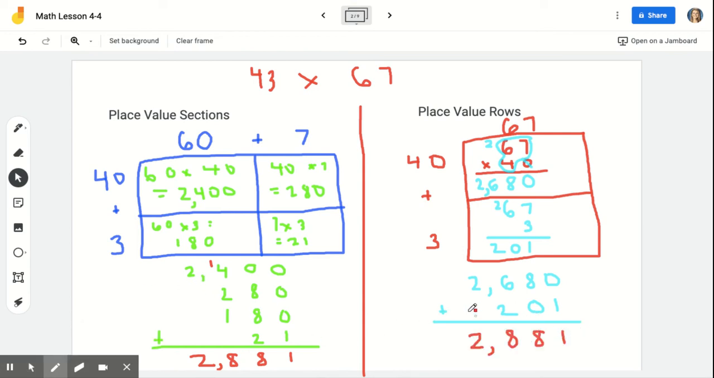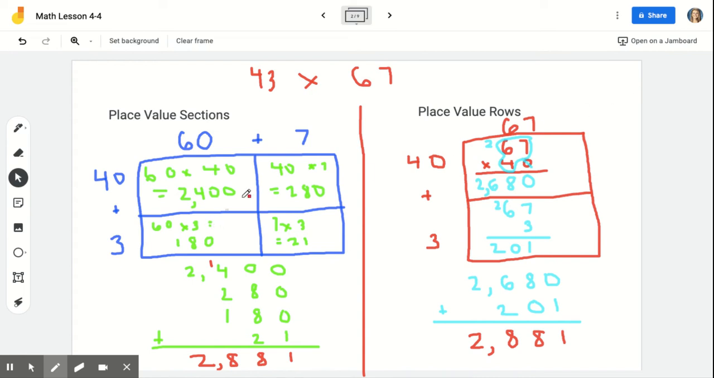And did you get 2,881 as your product? Great job. And you will notice that's the same answer we got with our place value sections. Same answer, same multiplication sentence, just 2 different methods of solving. And again, you are required to know how to do both of these methods, but soon it's going to be up to you to decide which method you prefer to solve your problems with.